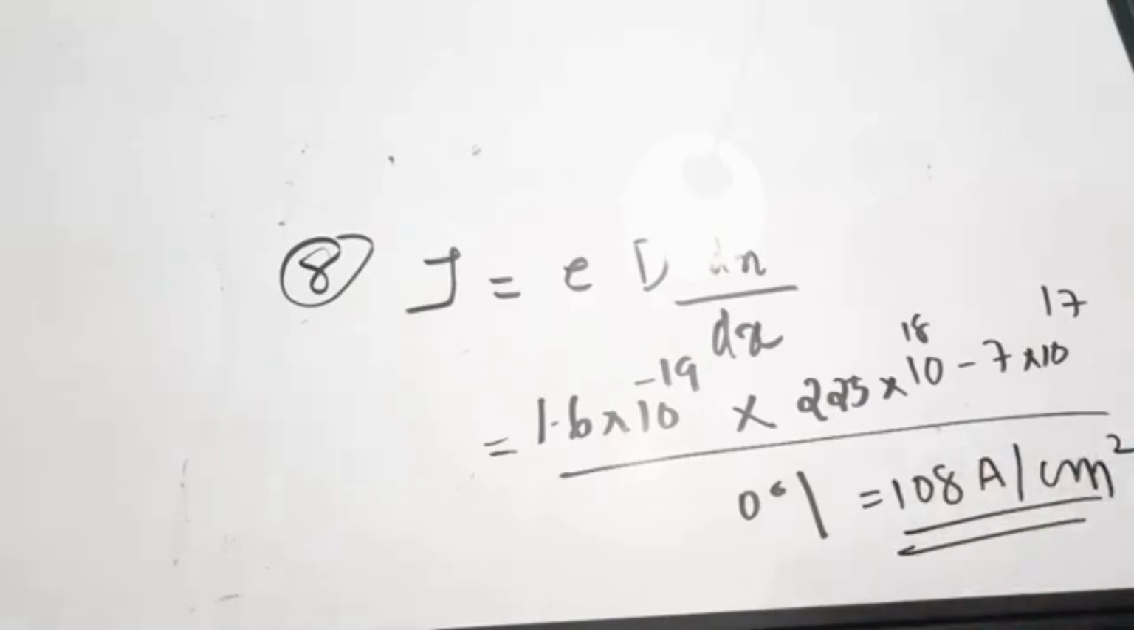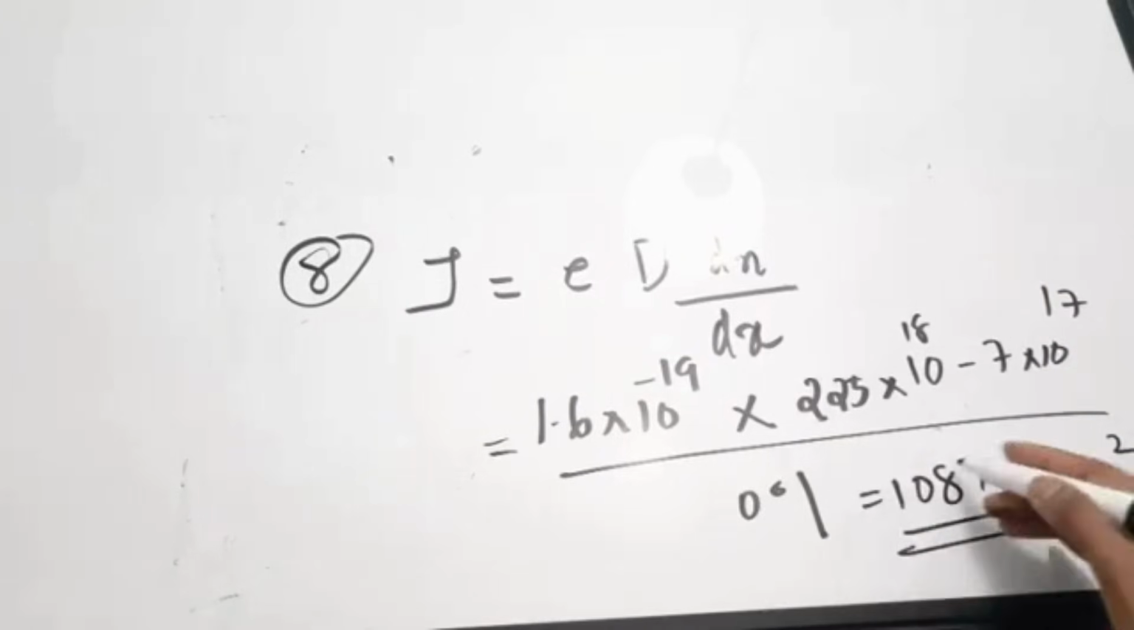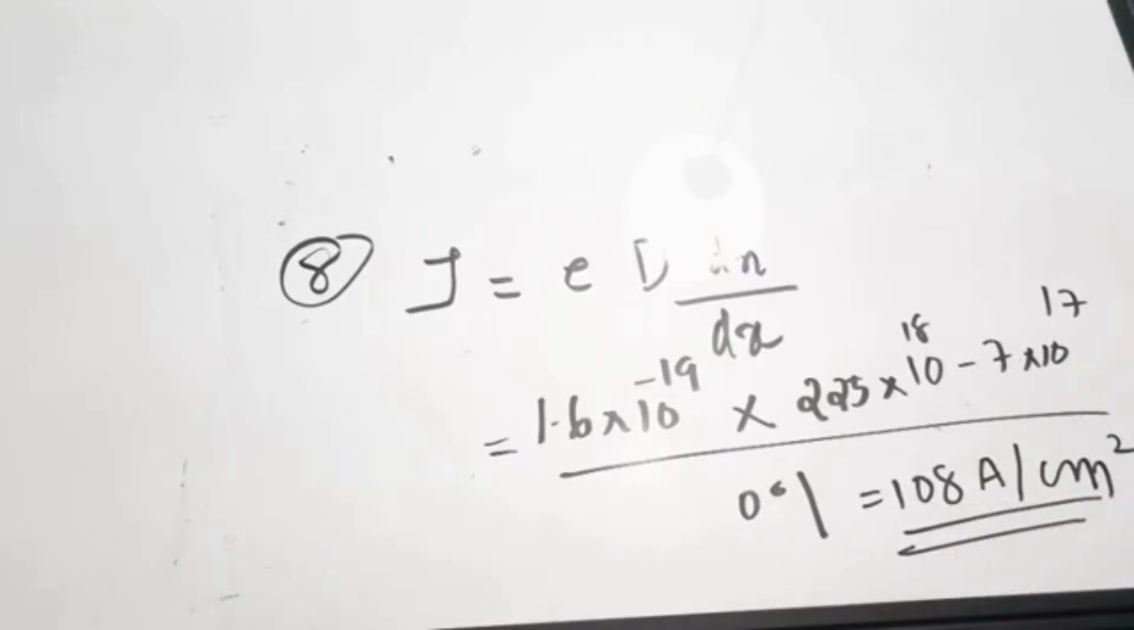Current density is current by area. The current unit is ampere, and area is centimeter square, so it is ampere per centimeter square. So 108 ampere per centimeter square is the diffusion current density. The correct answer is option B. For the 8th question, the correct answer is option B.